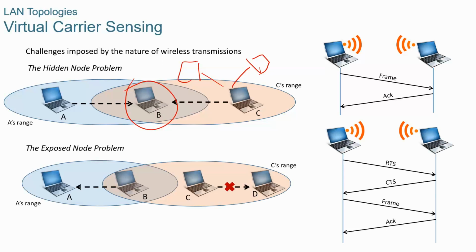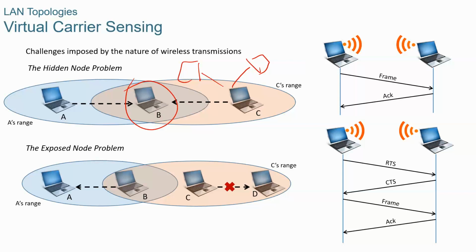Why does this help avoid the hidden node problem? When A sends an RTS, B will hear it. When B replies with the CTS, everyone within the range of B will hear it, regardless of who the CTS is actually intended for. As we said, it's a wireless transmission.